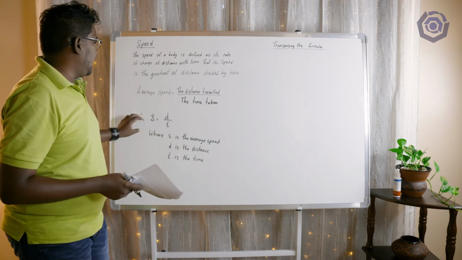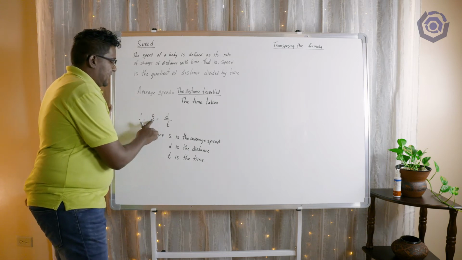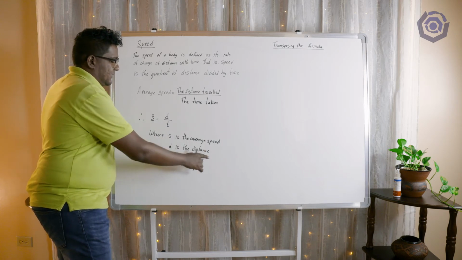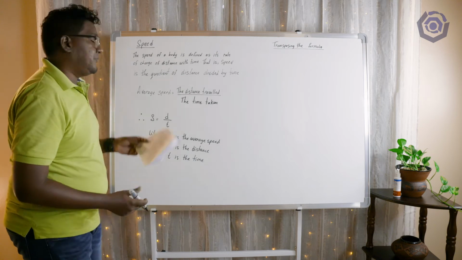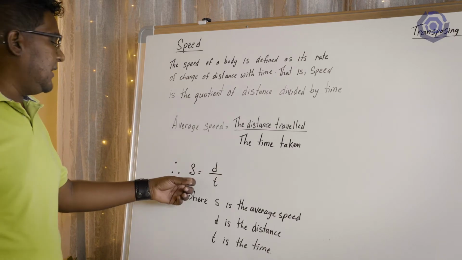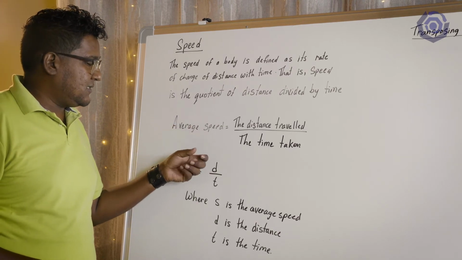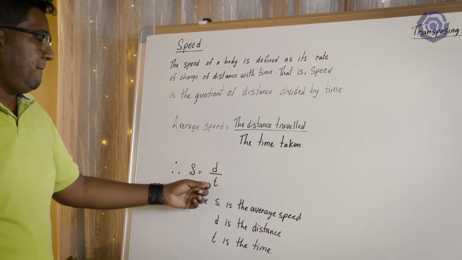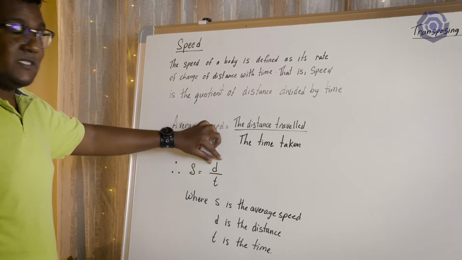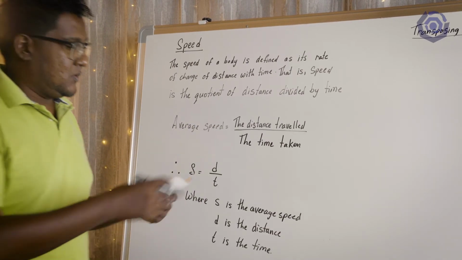So looking at the formula, we take out what is important. So in order to find average speed, the formula is S is equals to distance over time, where S is the average speed, D is the distance, and T is the time. Now, in some examples, you would be asked to calculate the average speed, which you're going to use this formula. And in some, they would ask you to find the distance, or some they would ask you to find the time. So let's transpose this formula to make D, which is distance, the subject, and to make T, which is time, the subject. So let's do that here.